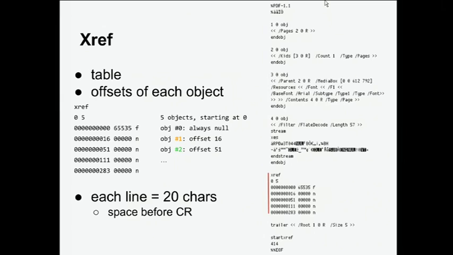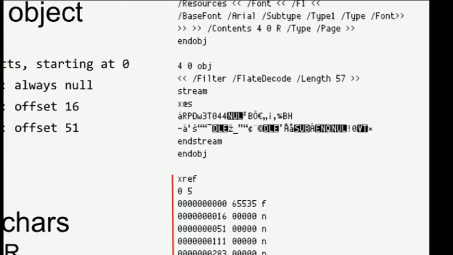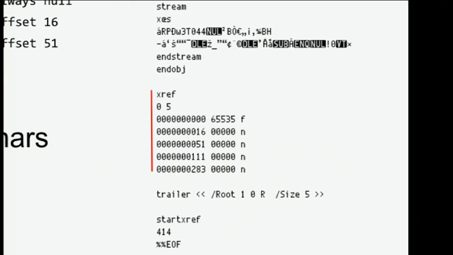And then, at the end, you have the cross-reference table, which is a table giving the offsets of each object. So, okay, so it's xref. This means it's 5 objects, and it starts at index 0. For some reason, the first entry is always null, so there's an F here, meaning it's not used. And then this means now we are at index 1. The offset of object 1 is 16. The offset of object 2 is 51, and so on. It's just giving the parser the offsets to the actual objects.